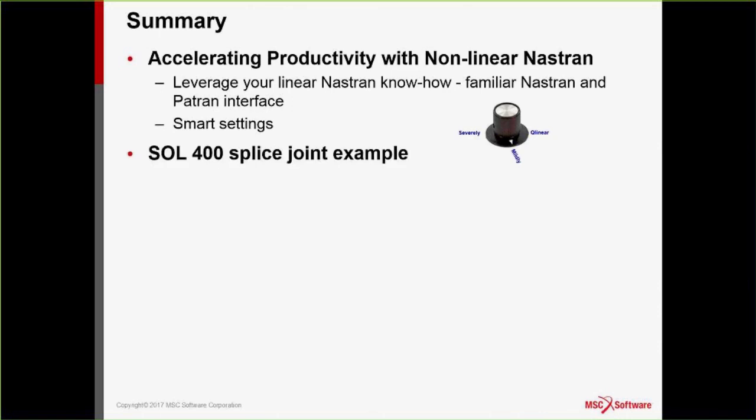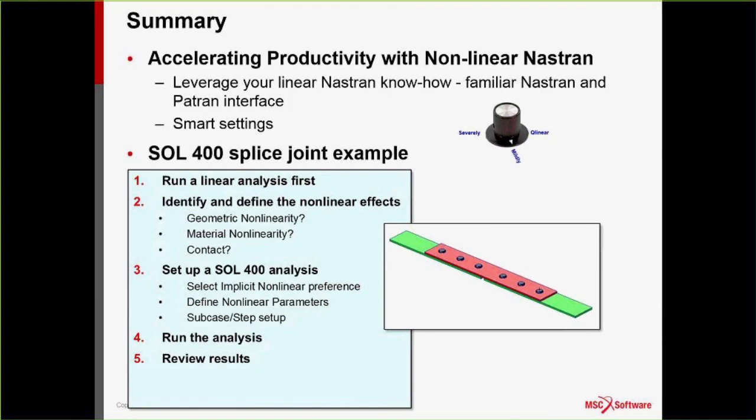Also, just a quick review of what we went through in the example. Run a linear analysis first. Check out the model, understand possible nonlinear effects. Then go through them individually and define them, add them to the solution 400. And finally, when you set up the job, remember to go in there and check the smart setting. That's where you set this up, and set up your subcases and steps. Finally, review your results.